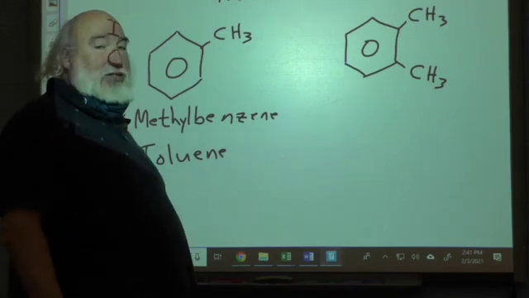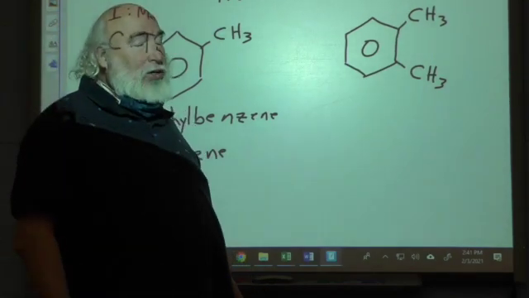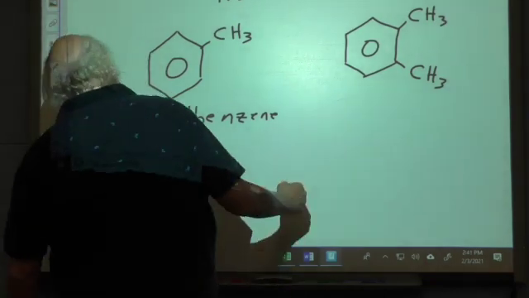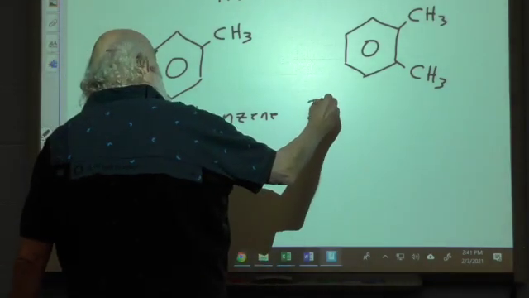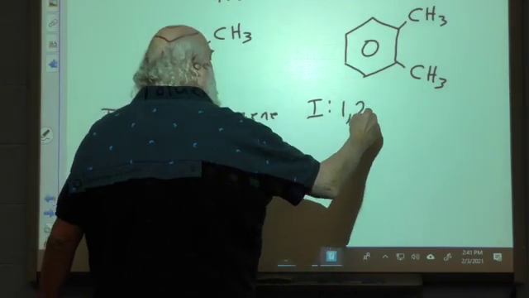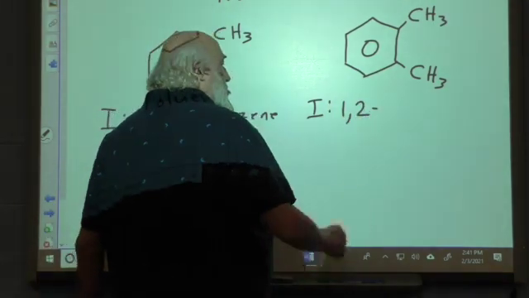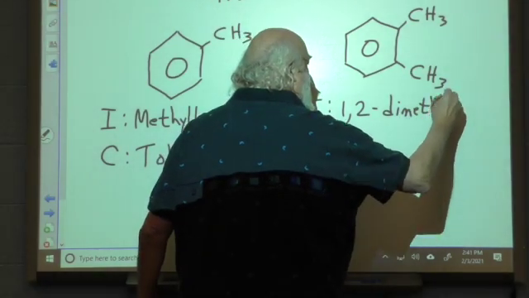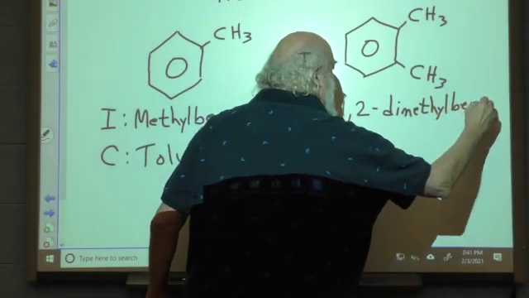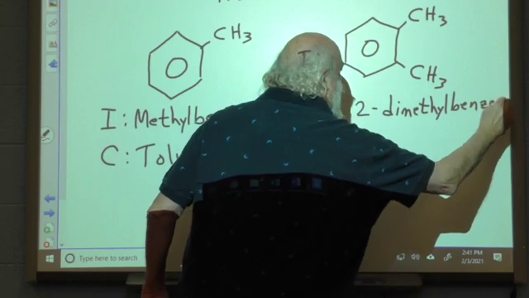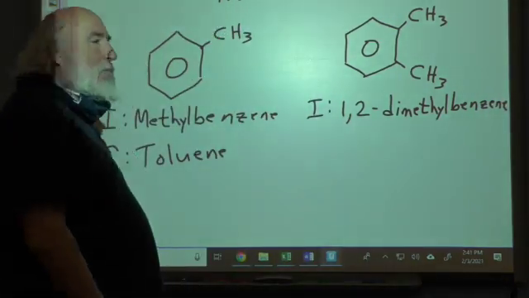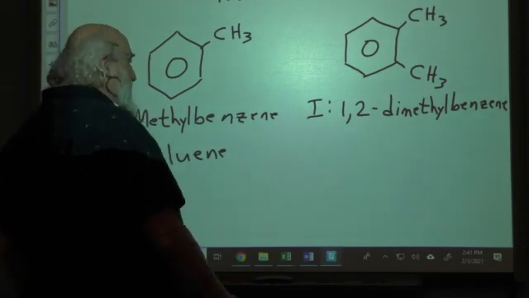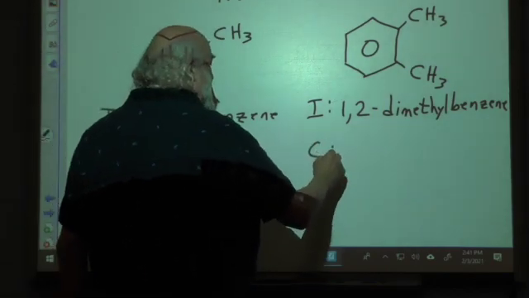Now the IUPAC has always stated that when you have a situation like this, you have to number the carbons where the attachments are formed. So the IUPAC name for this is 1,2-dimethylbenzene. Oh, I like that. Nice, simple name. I can remember that. That's really easy to figure out. And then the common name comes along, the silly word.